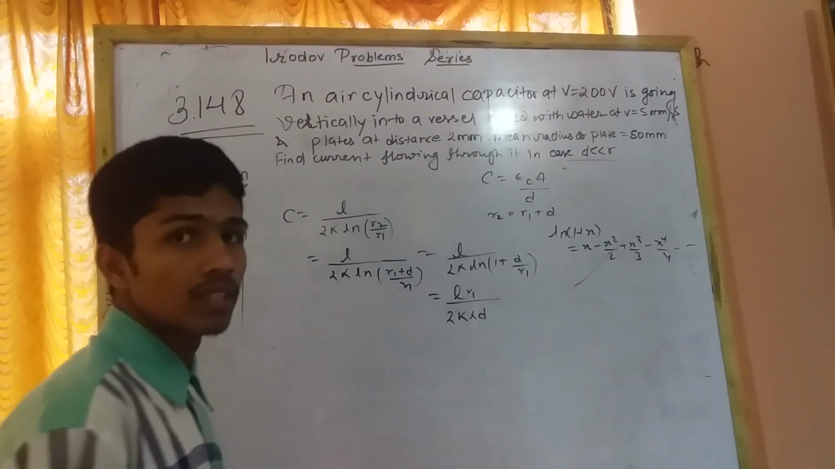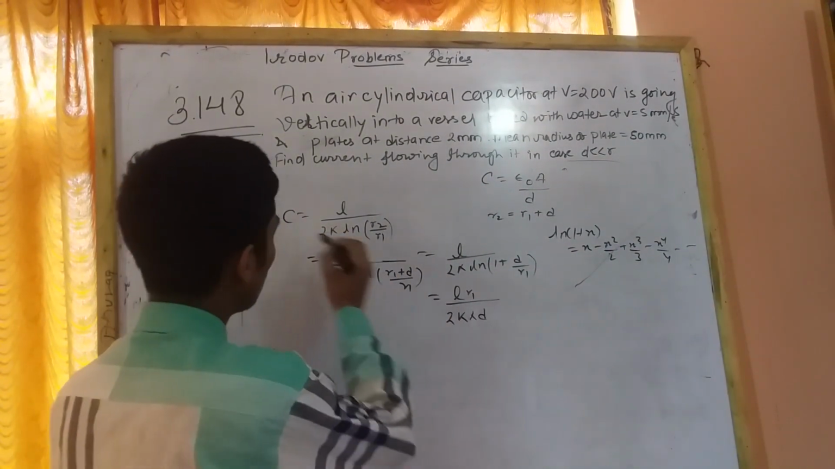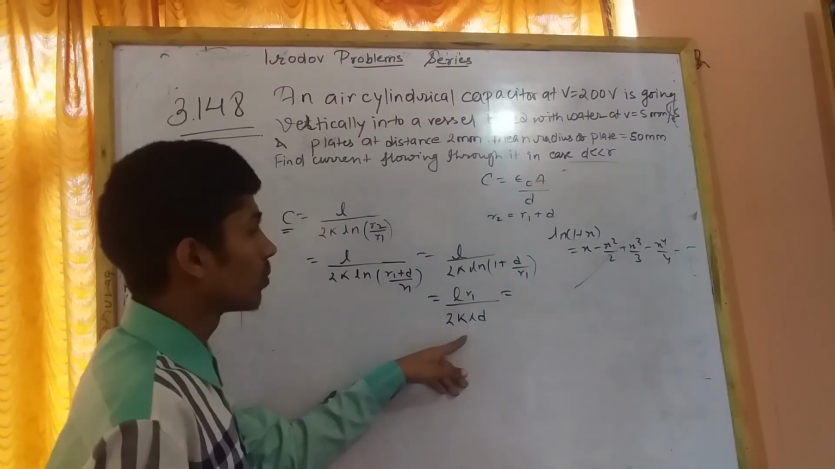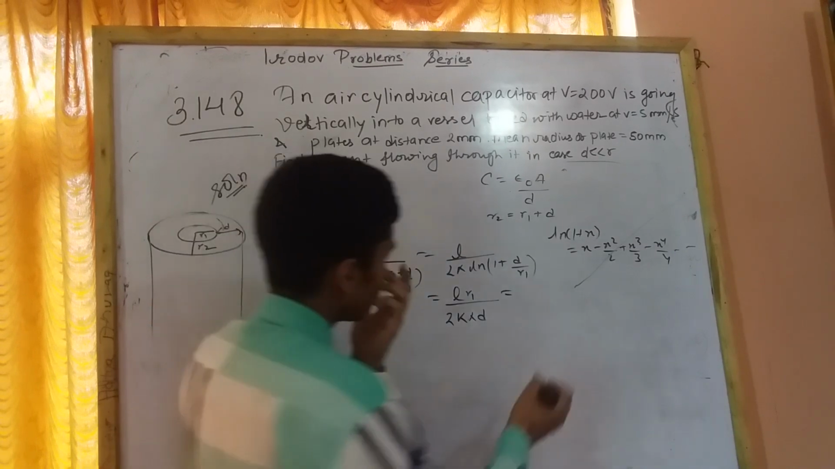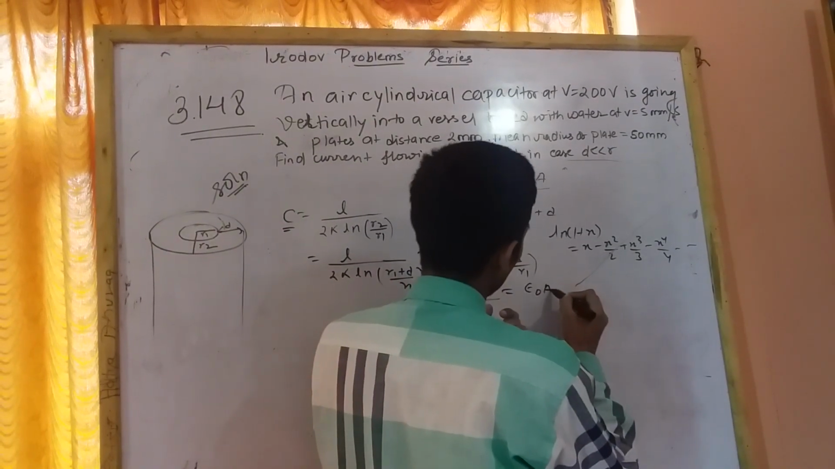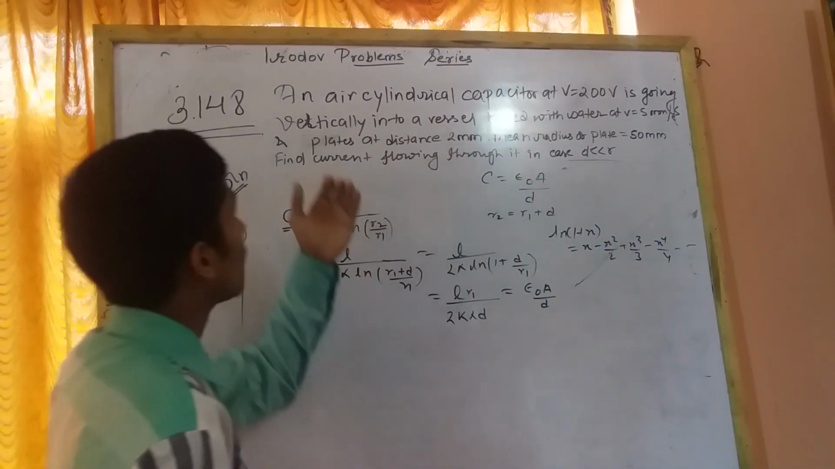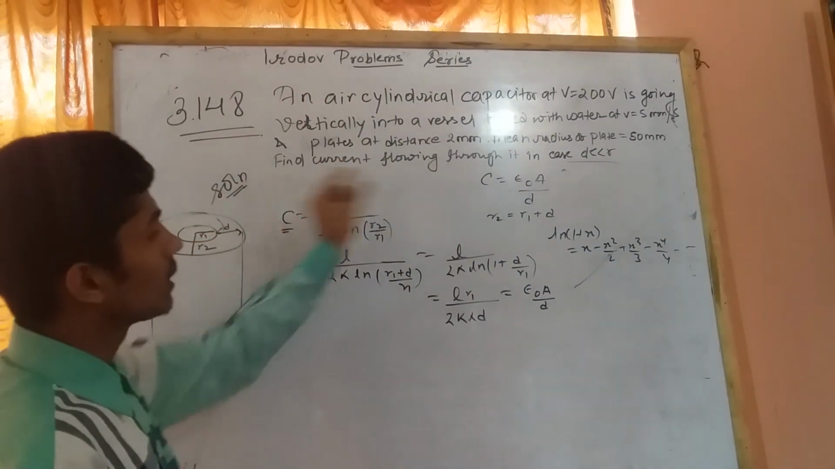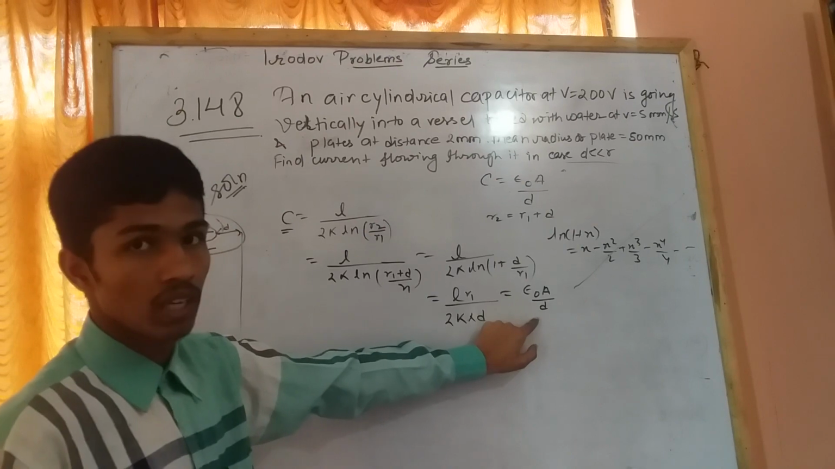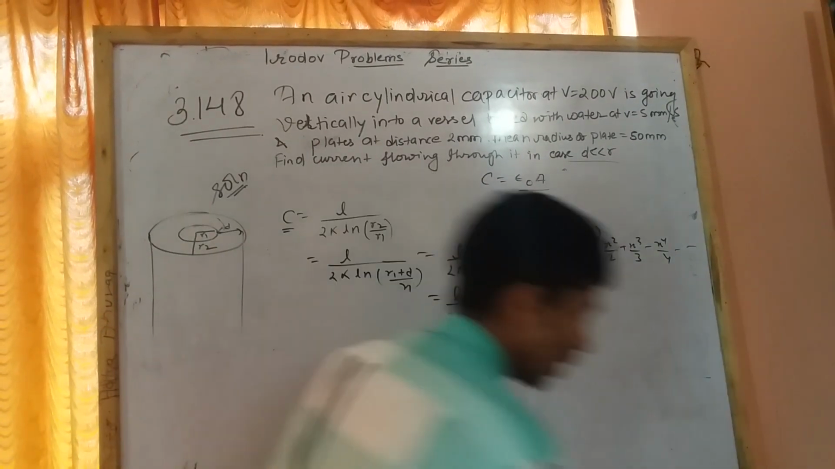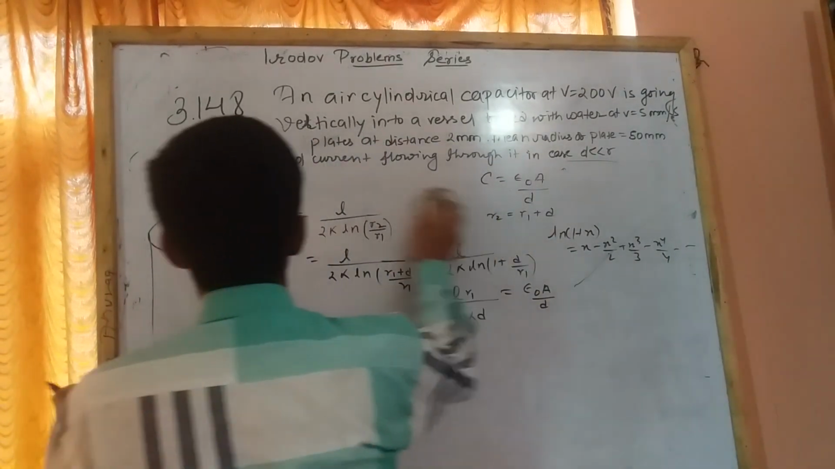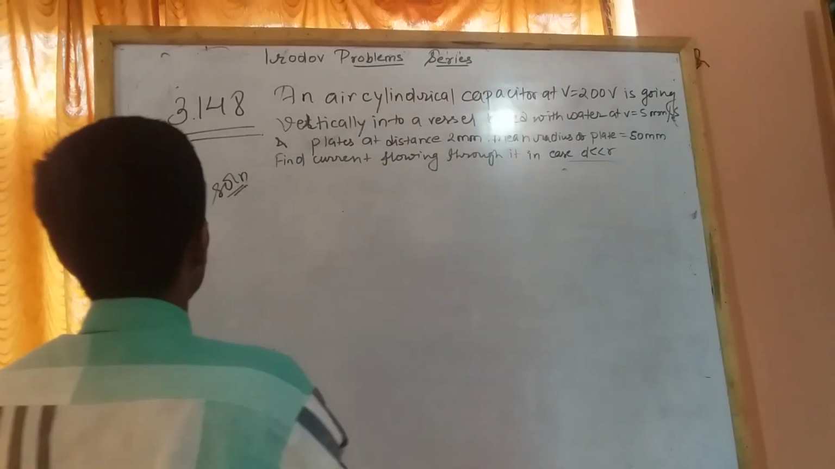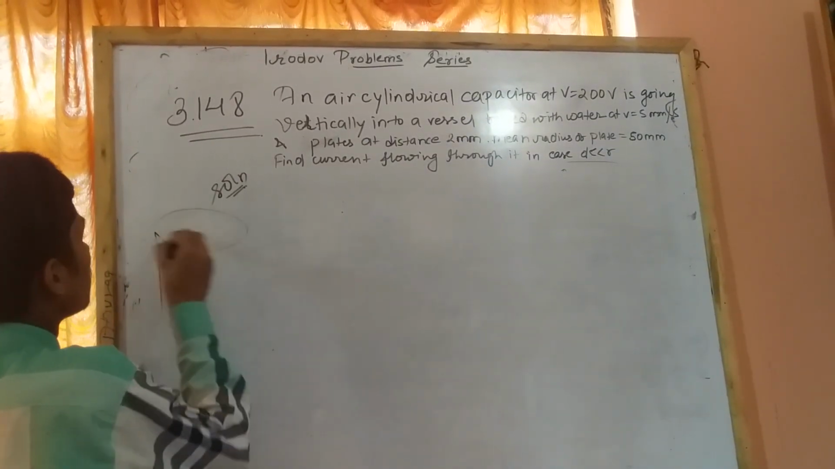So I have plugged in the values. This is the value of capacitance, and if you simplify it by putting k equals 1 upon 4 pi epsilon naught, the value comes out to be epsilon naught A by D. So yes, it is a cylindrical capacitor, but because of this case, its capacitance can be reduced to this formula.